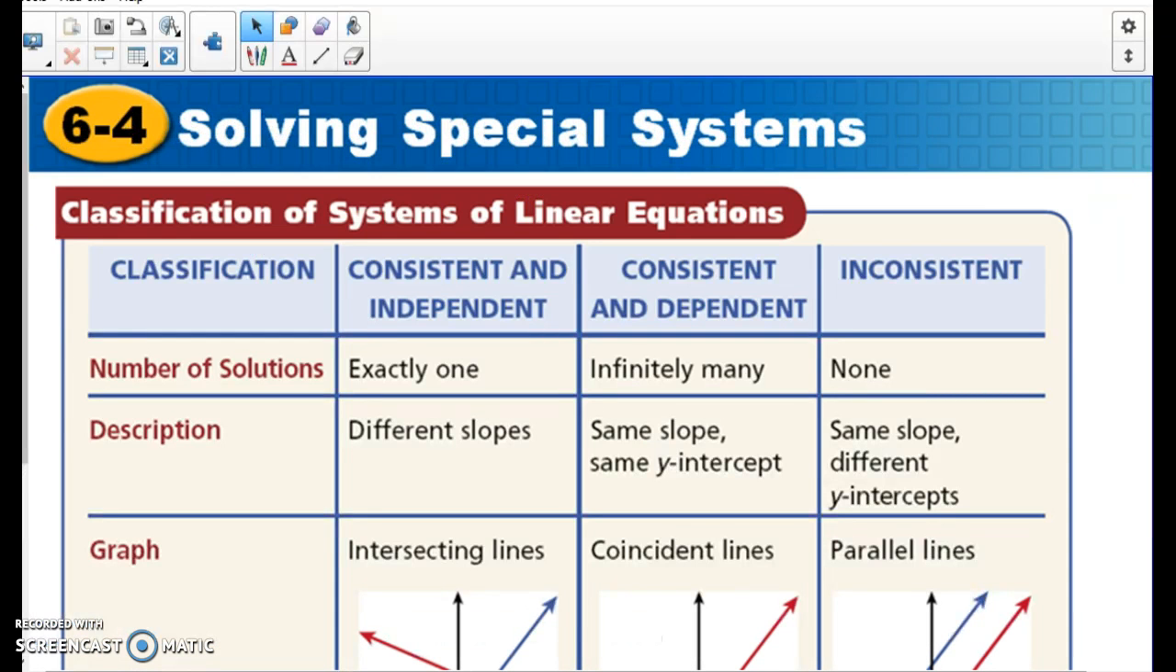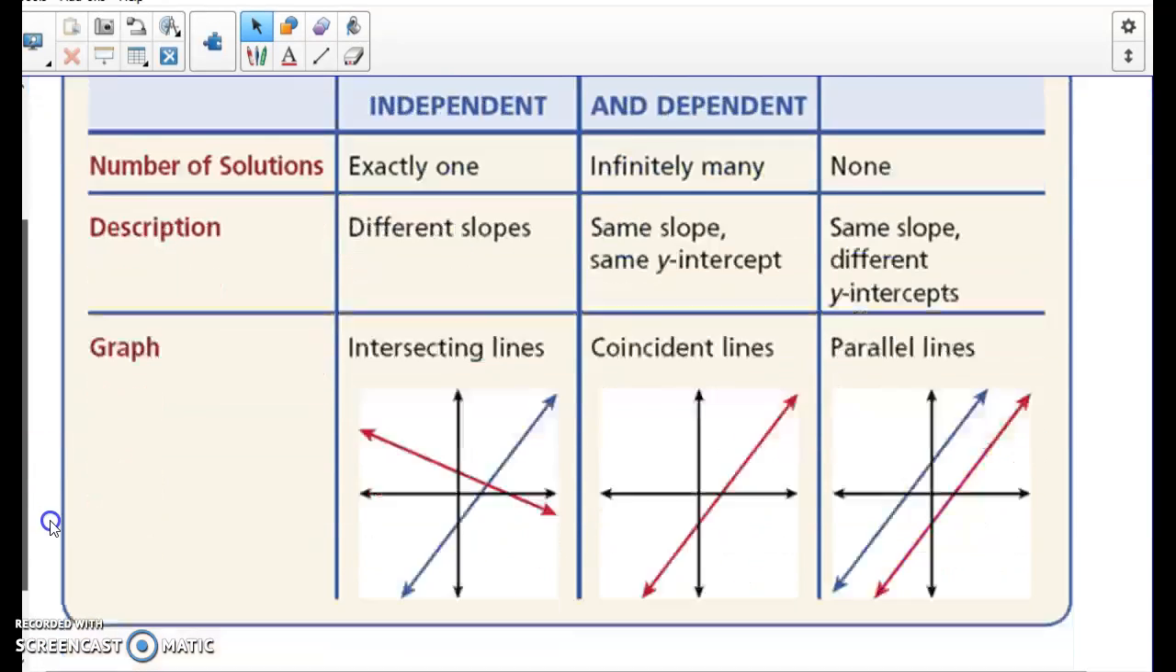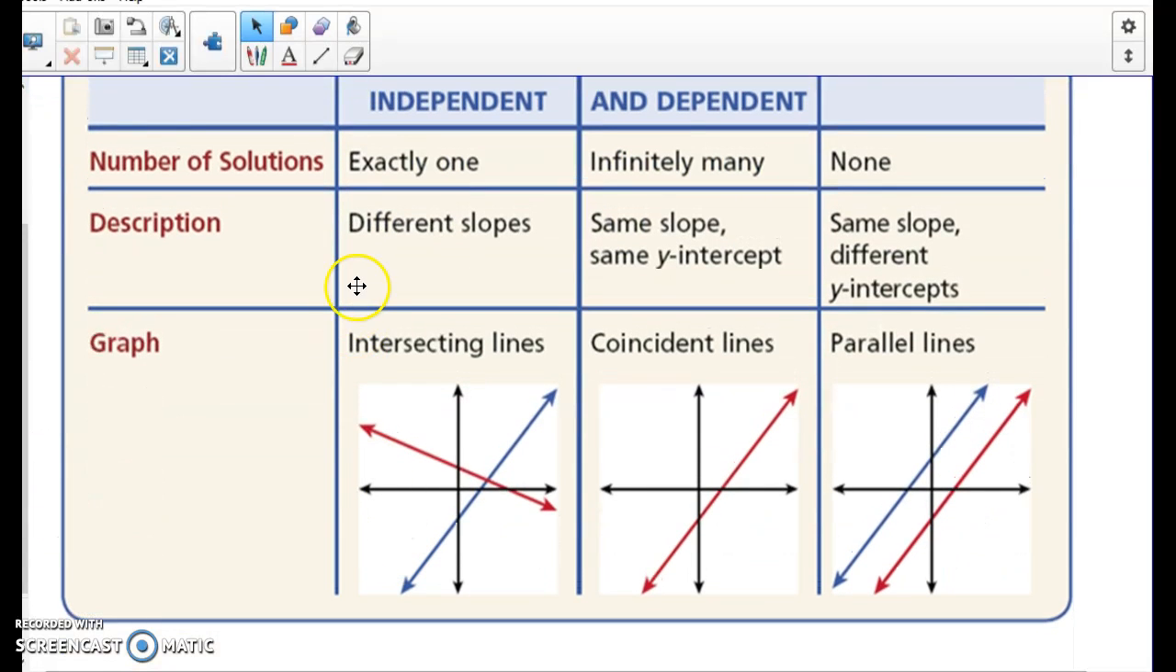Okay, so if we're looking at some examples of what they look like here, kind of summing them all up on one picture here. So number of solutions is 1, they have different slopes, and they would cross one time like that. Number of solutions is many, they have the same slope and the same y-intercept, and there you see, you can't even see the blue line because they're right on top of each other. And number of solutions for this kind of graph is none. They have the same slope, but they have different y-intercepts, and that means they are parallel lines, so they're never going to touch. So things like that.